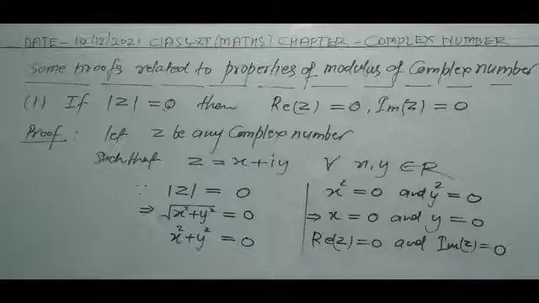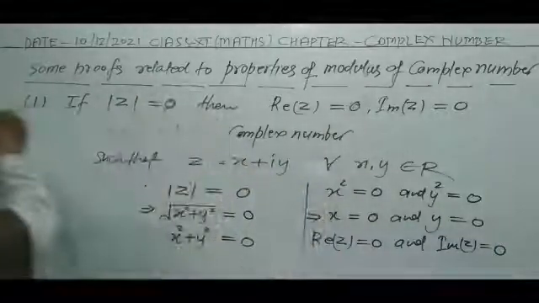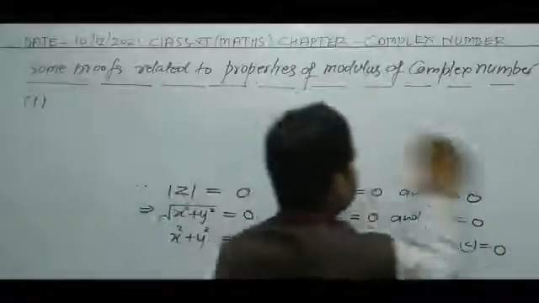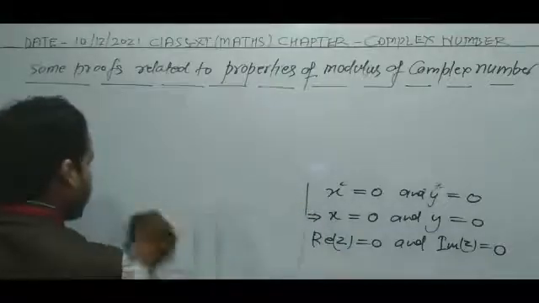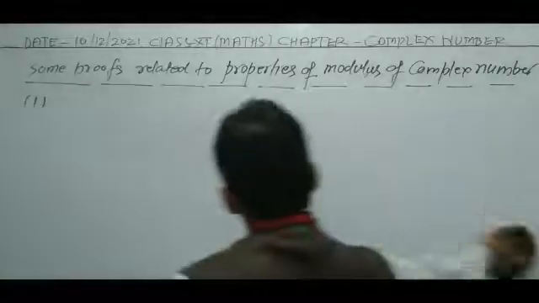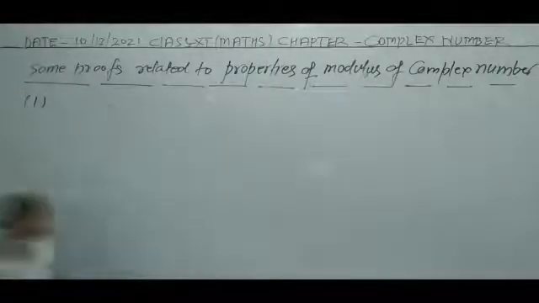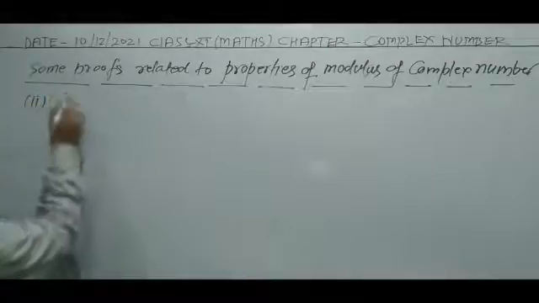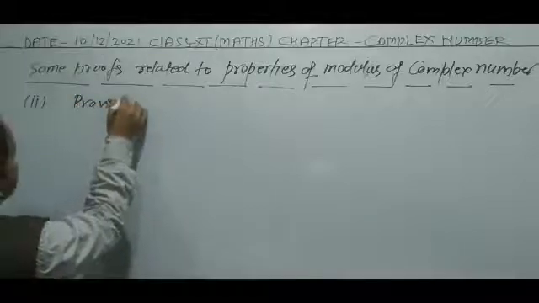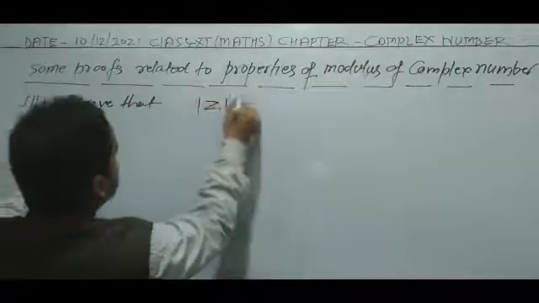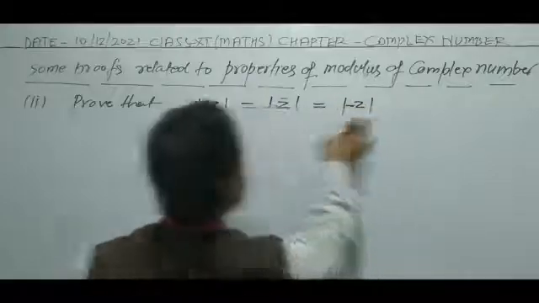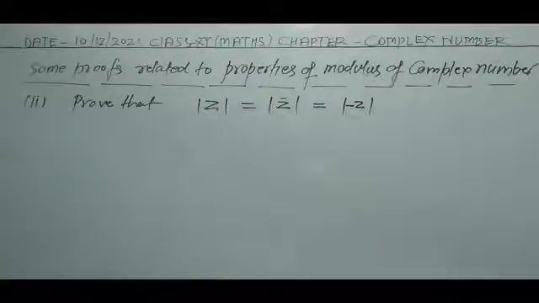Now I will come to the second proof. Second proof is: prove that mod of z is equal to mod of conjugate of z is equal to mod of minus z. So all values are equal. We have to prove this.